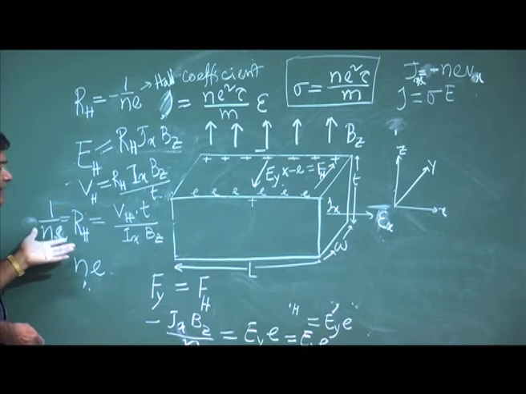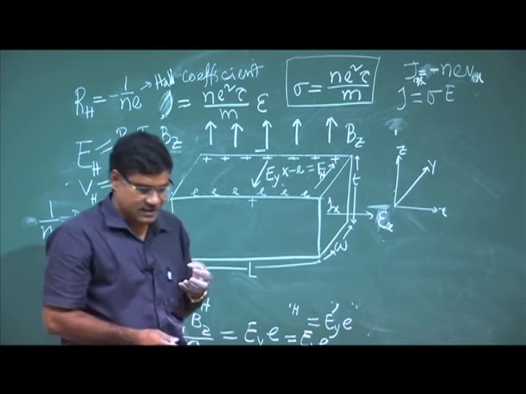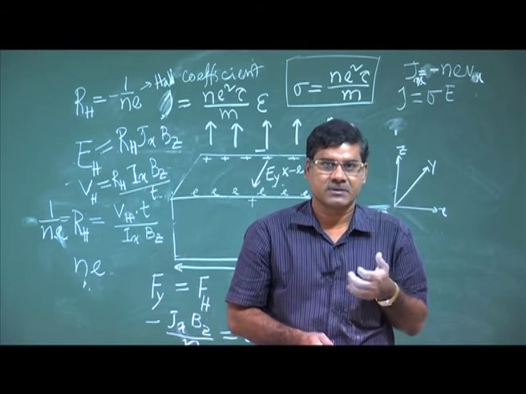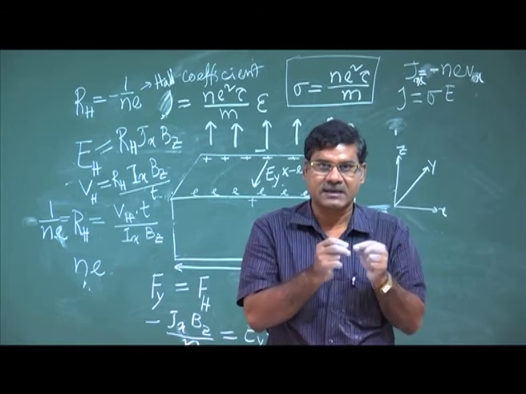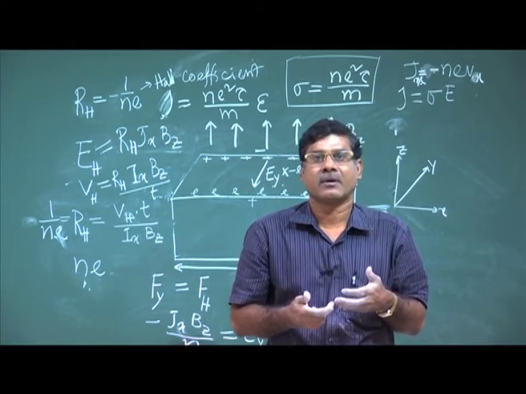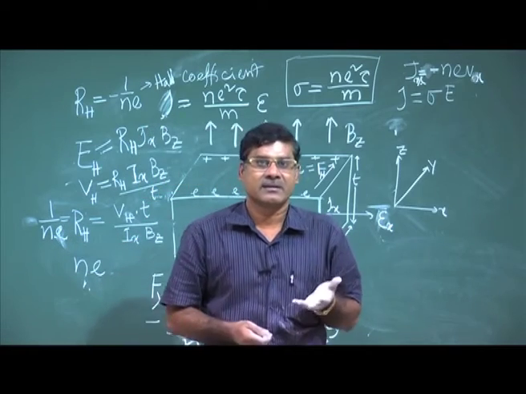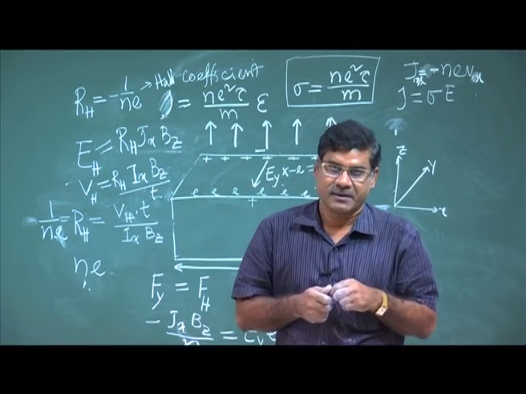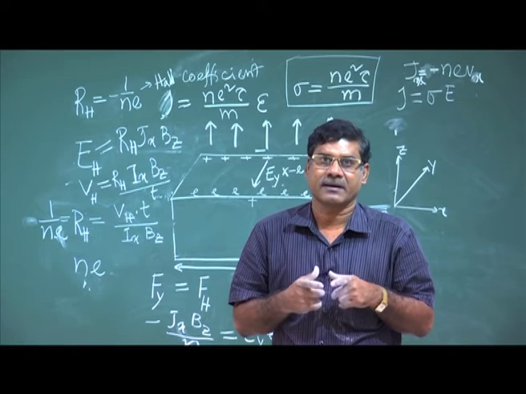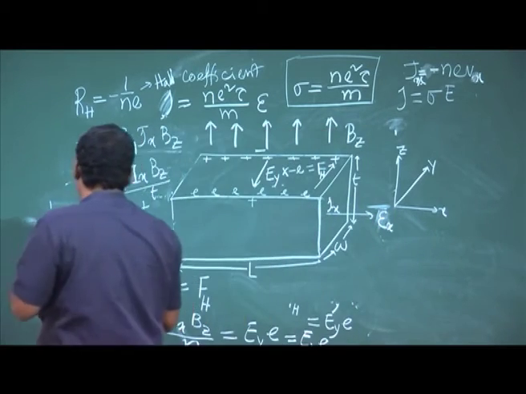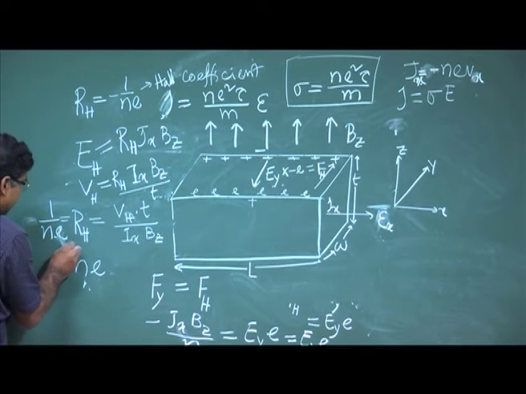So, if it is plus Ne, then I will say this carrier is a hole, charge is E, but the sign is positive. So, this conduction is because of holes. Or if I get the RH value negative, then I will say it is a negative charge, an electron. So, this conduction is for electrons, right.